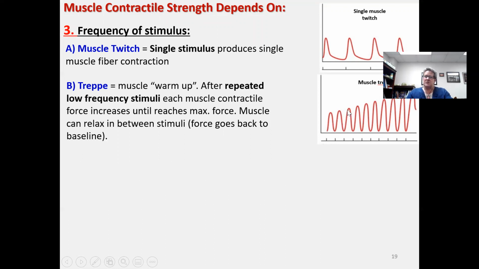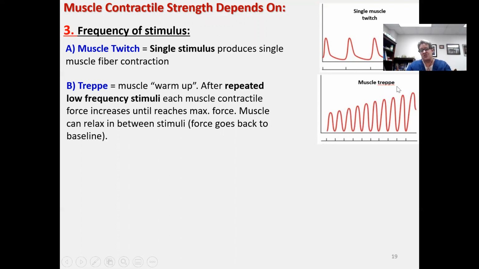And you see, as this muscle keeps getting stimulated, it keeps going up in force until eventually it reaches a plateau where it can't increase substantially anymore. This is called muscle prep. It's muscle warm up. And this is why we need to warm up our muscles, because they actually perform better when you have frequent low frequency stimulation, like stimulation, stimulation, stimulation. Every time the muscle contracts, it produces a little more force until it reaches a plateau.